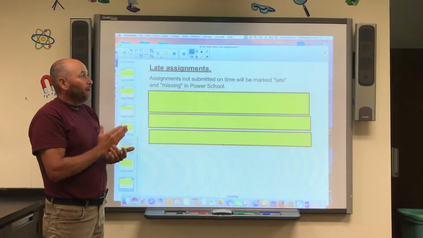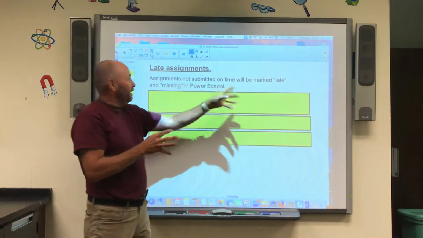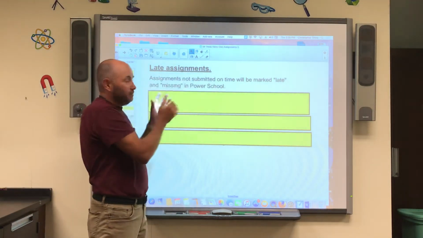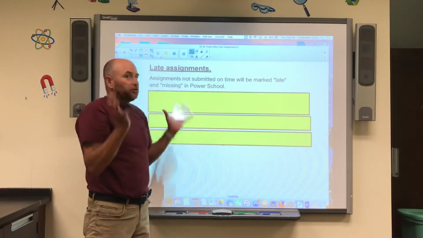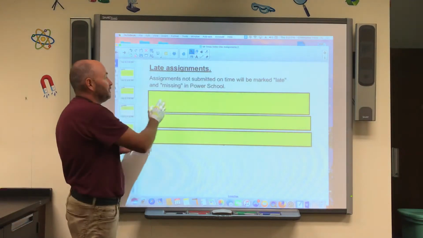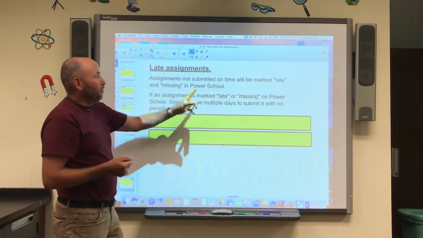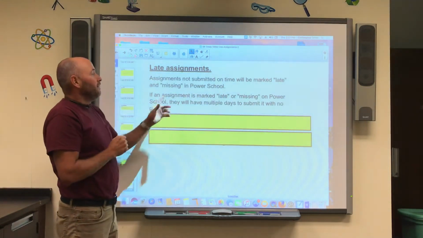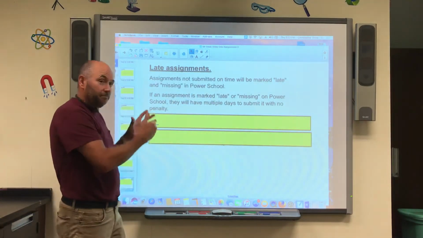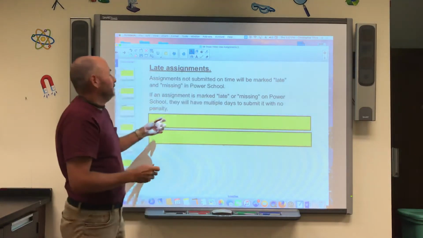All right? Now, late assignments. Assignments not submitted on time will be marked late and missing in PowerSchool. So if an assignment is marked late and missing, or missing, in PowerSchool, that means your child didn't turn it in. Okay? You may or may not see a 0 with it, but you will see documentation saying that it isn't in there and they need to get it in. If an assignment is marked late or missing on PowerSchool, they will have multiple days to submit it with no penalty. In other words, I give them a chance to get caught up. That's how the schedule works, okay? So I'm not going to penalize them for it.